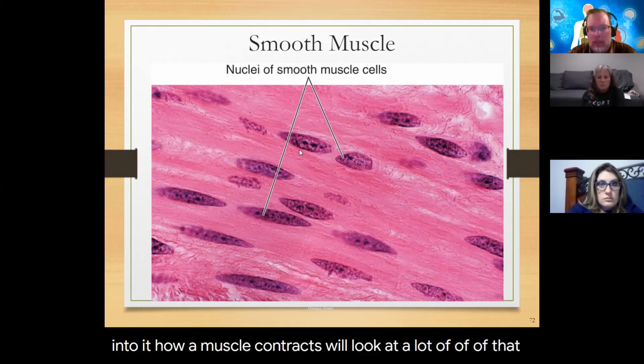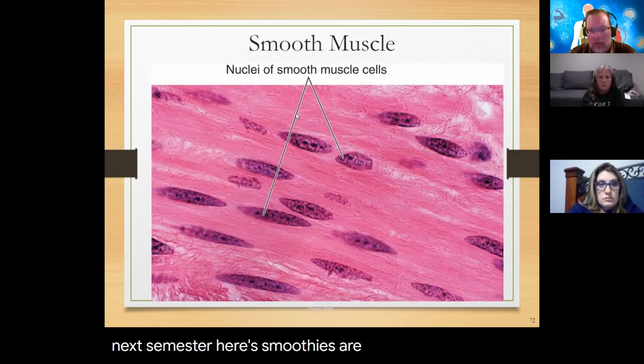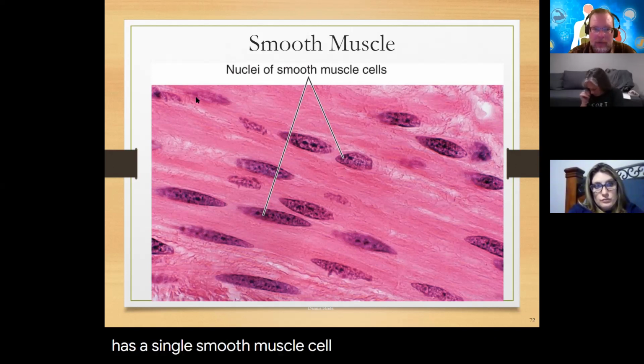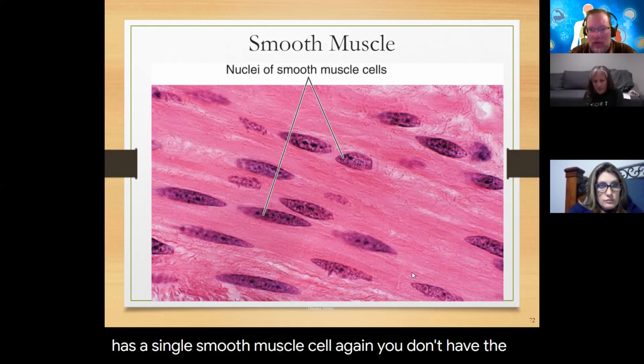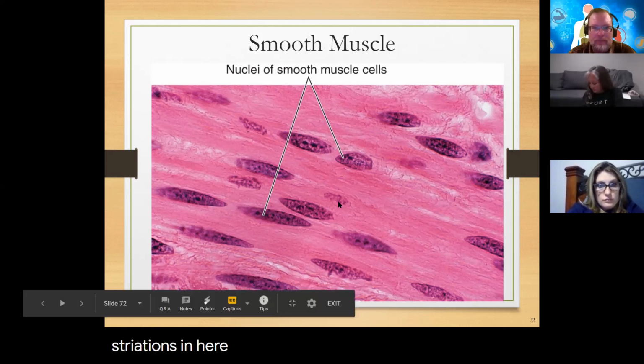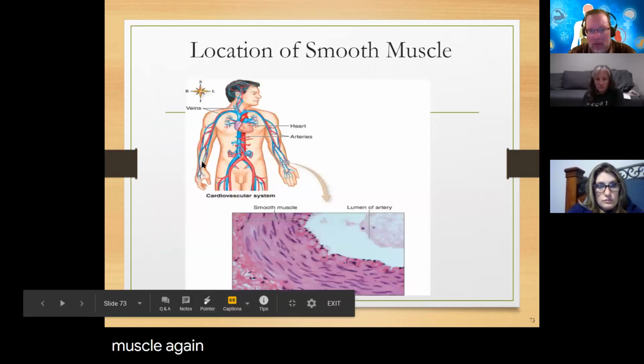Here's smooth. These are single nucleus. Okay, there's a nucleus. Here's multiples on here, but each one of these nucleus is a single smooth muscle cell. Okay. And again, you don't have the striations in here either in that organization. Smooth muscle, again, we'd see that throughout the vessels of the cardiovascular system.